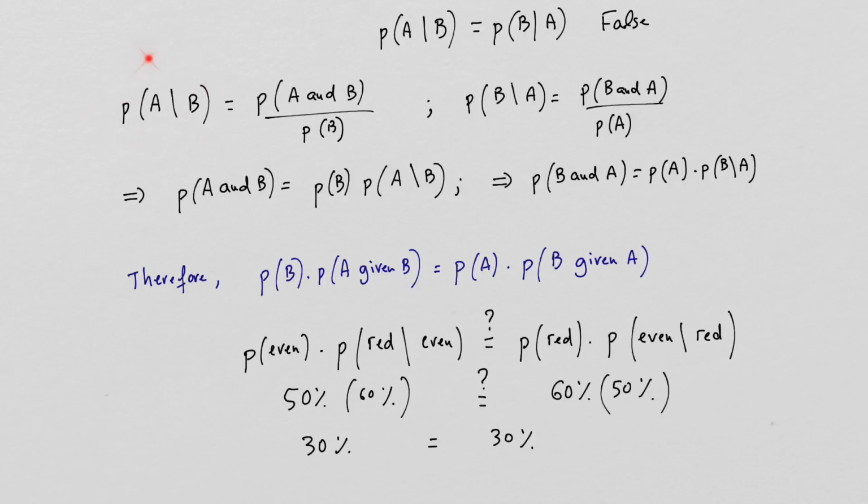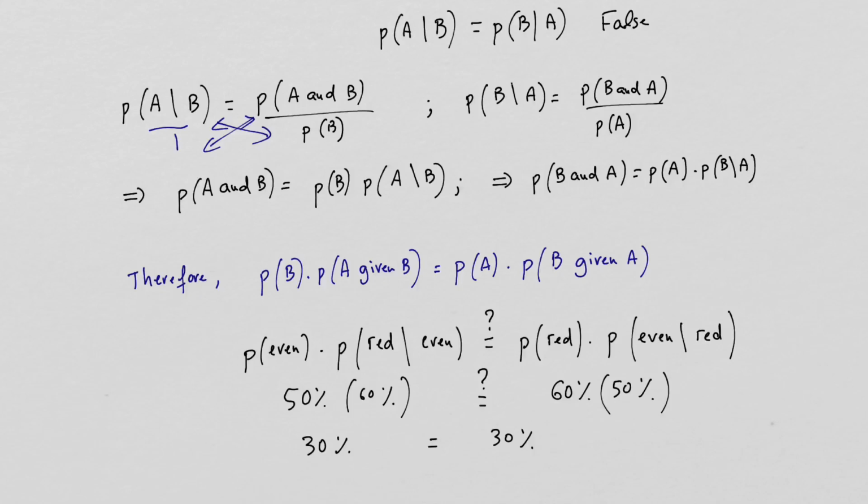By definition, probability of A given B is P of A and B divided by P of B. And the probability of B given A is P of B and A divided by P of A. That's the definition of conditional probability. Now what I'm going to do is use algebra 1. So I'm going to put a 1 here. I'm going to cross multiply.